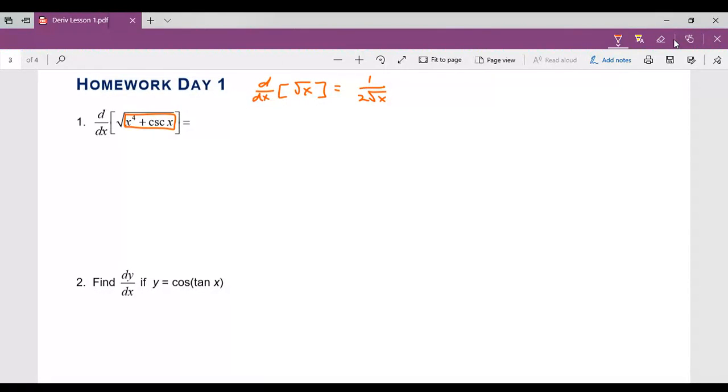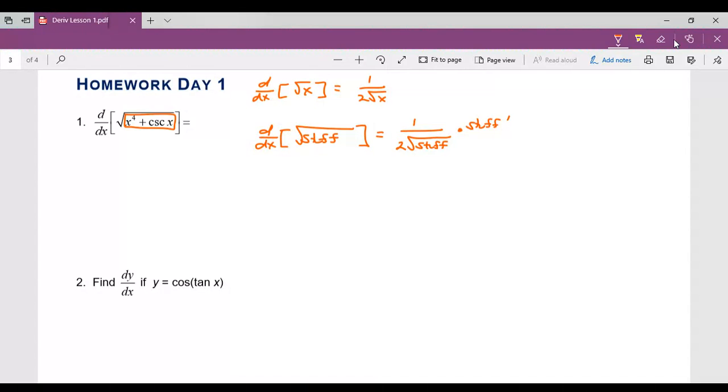So if that's your derivative rule, you can apply the chain rule to this. In other words, the derivative with respect to x of radical stuff is going to be the same structure. So instead of x, it's stuff. So it'd be 1 over 2 radical stuff. And then you just multiply by the derivative of stuff, which I'll call stuff prime.